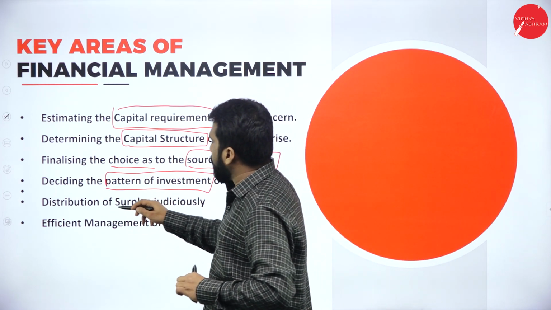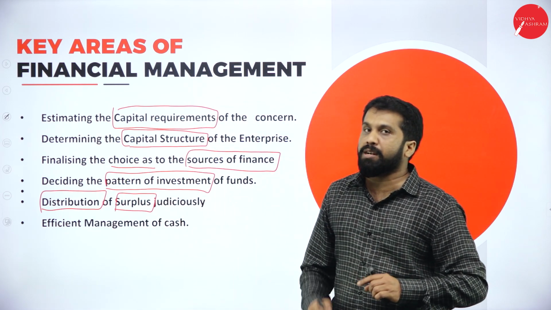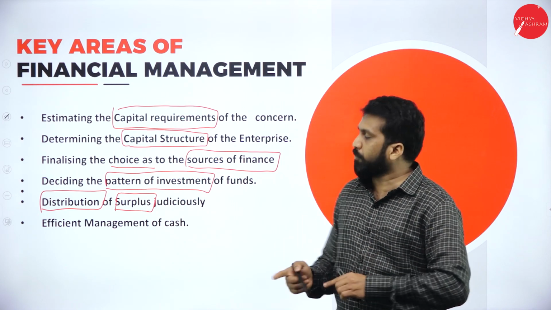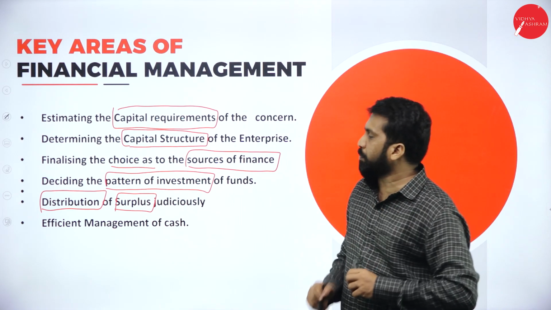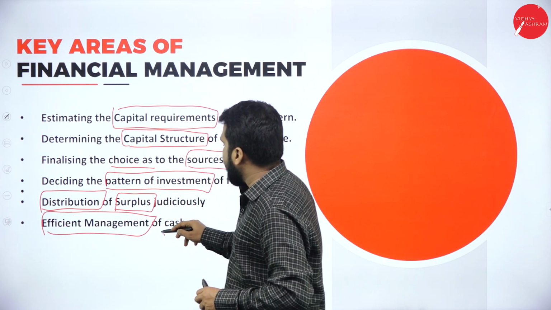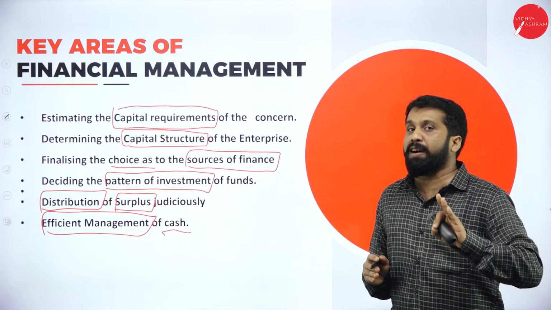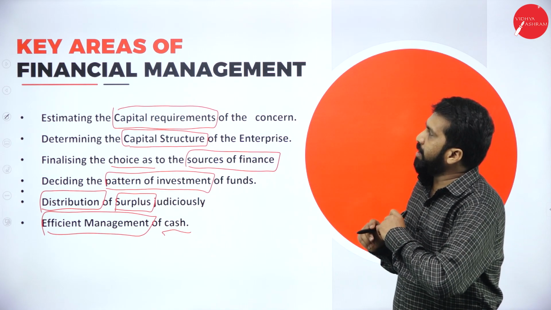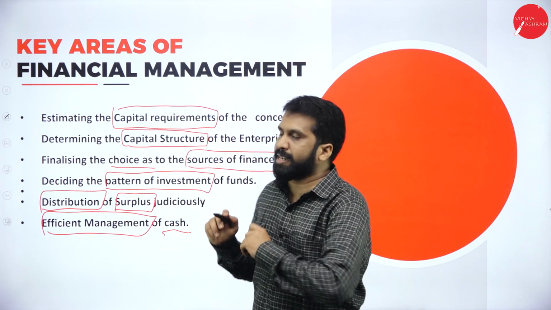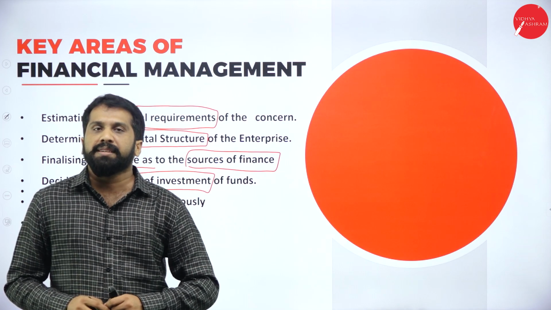Then, distribution of surplus. Whatever income you earn, you have to distribute. How do you distribute? Which are the important ones? Everything will be discussed. And the last point is efficient management of cash. So these are the points. These are very important for 5 marks, as key areas of financial management. No need to remember the whole sentence. Just remember whatever I have put in a box.